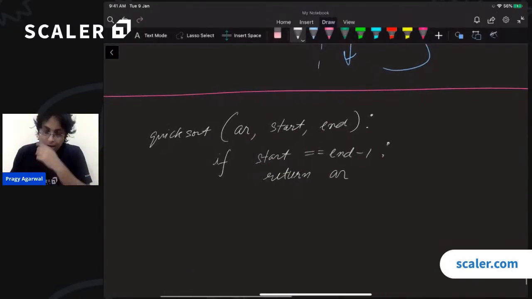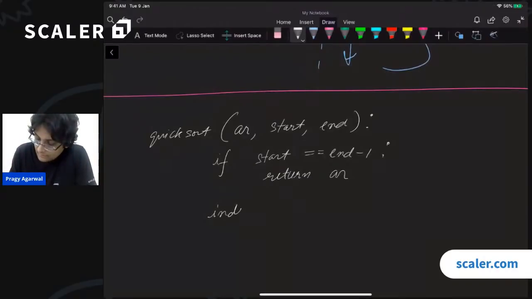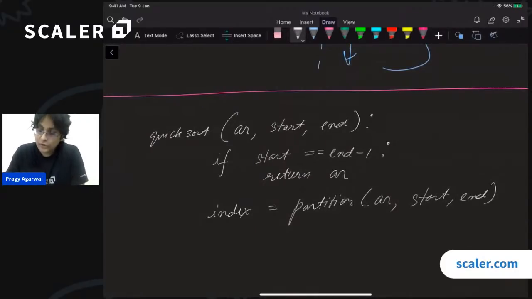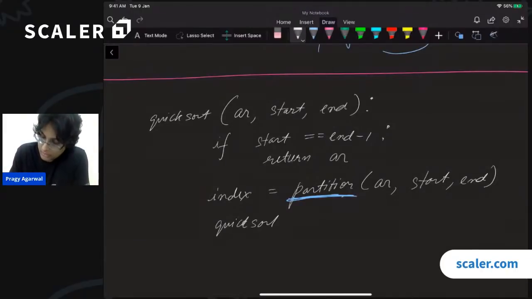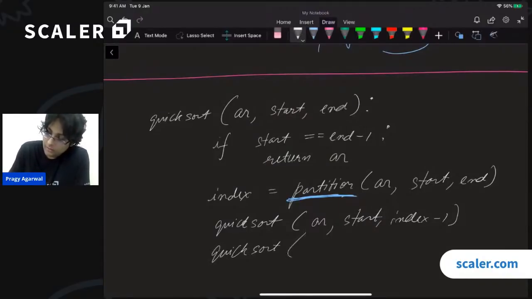Otherwise, what will I do? Otherwise, I will say that index equals to partition my array from start till end. I'm going to code a different partition algorithm over here. I'm going to use a partition algorithm that is in place, that does not use any extra memory. Once I have this index, I will say quicksort the array from start till index minus 1. Similarly, quicksort the array from index plus 1 till the end.